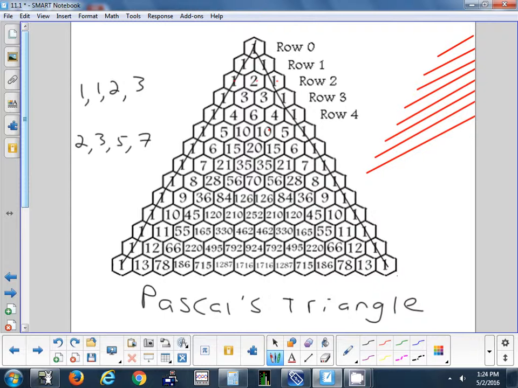Does anyone have a question? How long did it take him to develop that triangle? When was it? I don't know how long it took him.